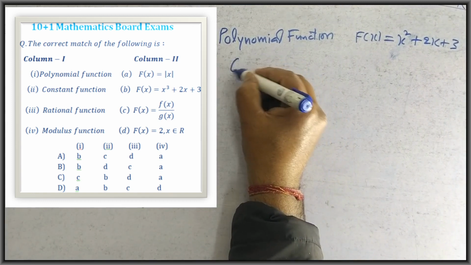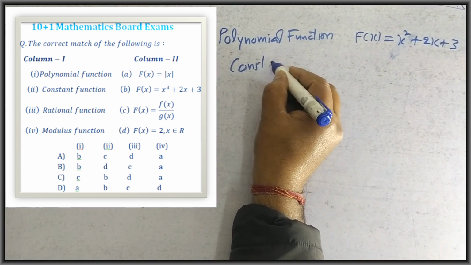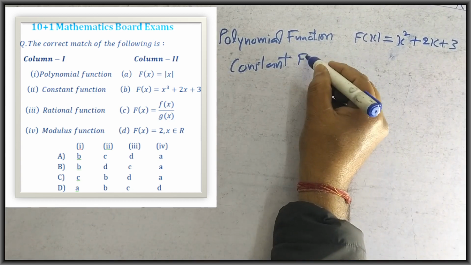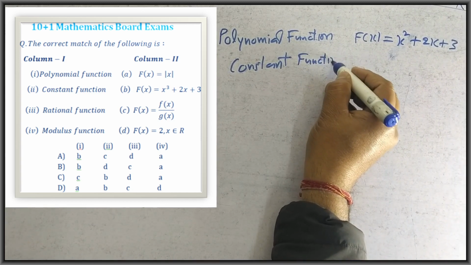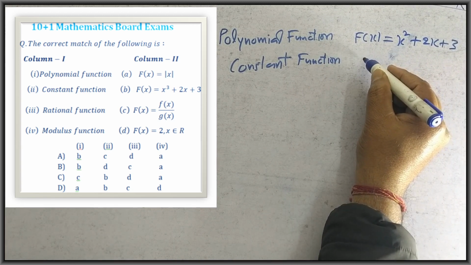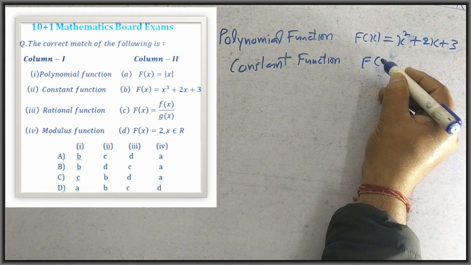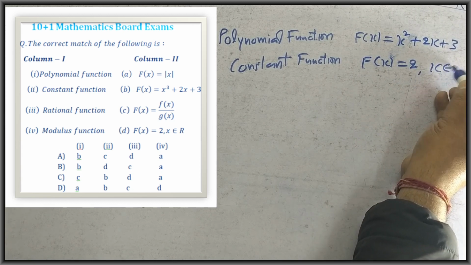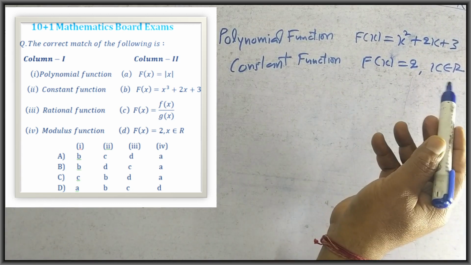Then he is talking about the constant function. So what is a constant function here? It is a function whose value does not change, which remains constant, that is f(x) = 2, x belongs to R. So this is your constant function.